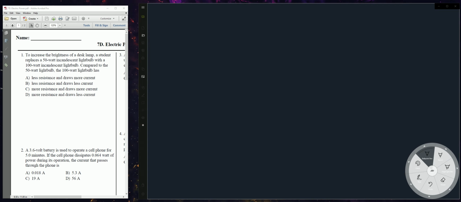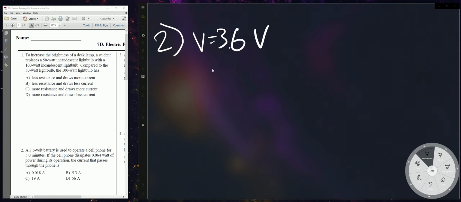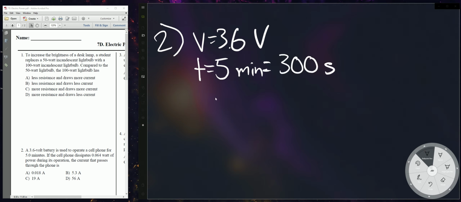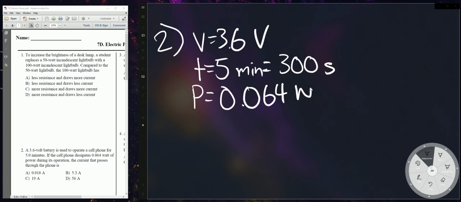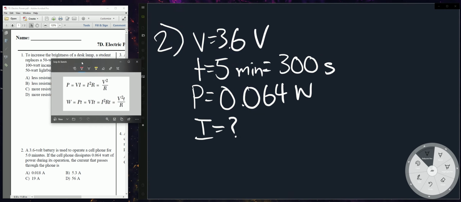So number 2, a 3.6 volt battery is used to operate a cell phone for 5 minutes. So time is 5 minutes, and if we convert minutes into seconds, 5 minutes is 300 seconds. If the cell phone dissipates 0.064 watts of power, the current that passes through the phone is what? So now you're going to look through all these variables here, and you're going to match which one has everything.